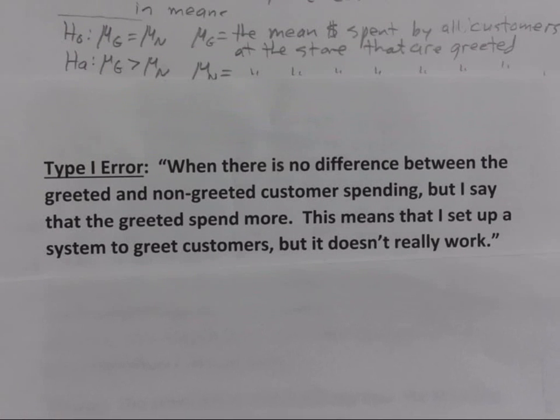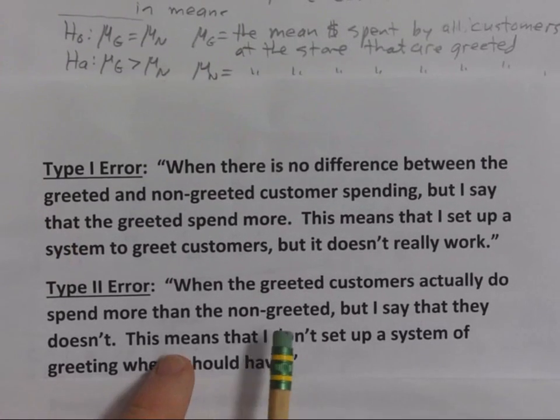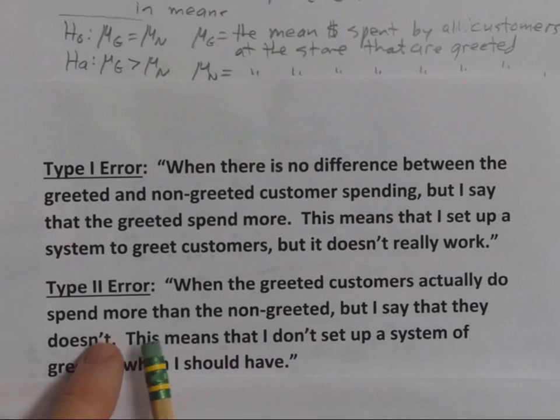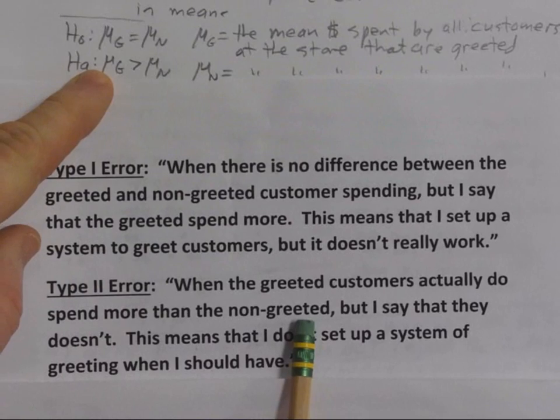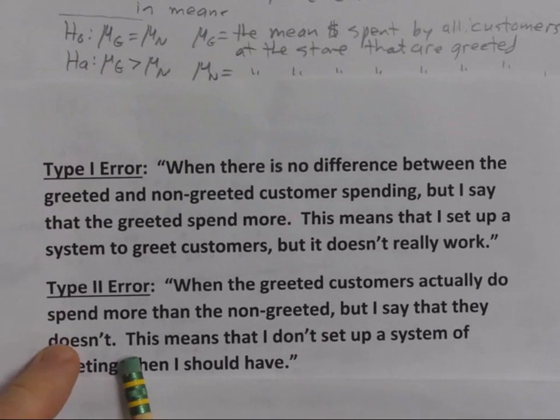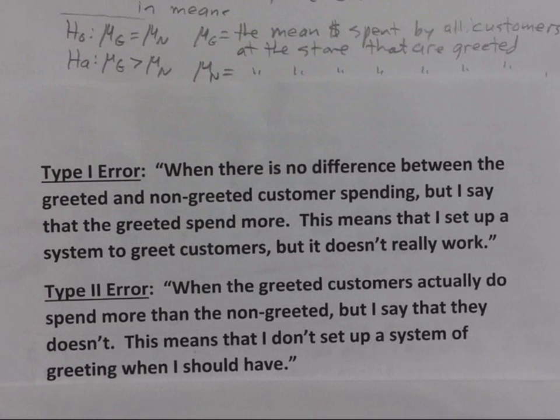What would type 2 error be in context here? Well, type 2 error would be when the greeted customers actually do spend more than the non-greeted. In other words, the alternative is actually true, but I say that they don't. In other words, I'm not rejecting the null. And what are the consequences of that? This means I don't set up a system of greeting when I should have. So that's a popular question, stating type 1 and type 2 error in context.